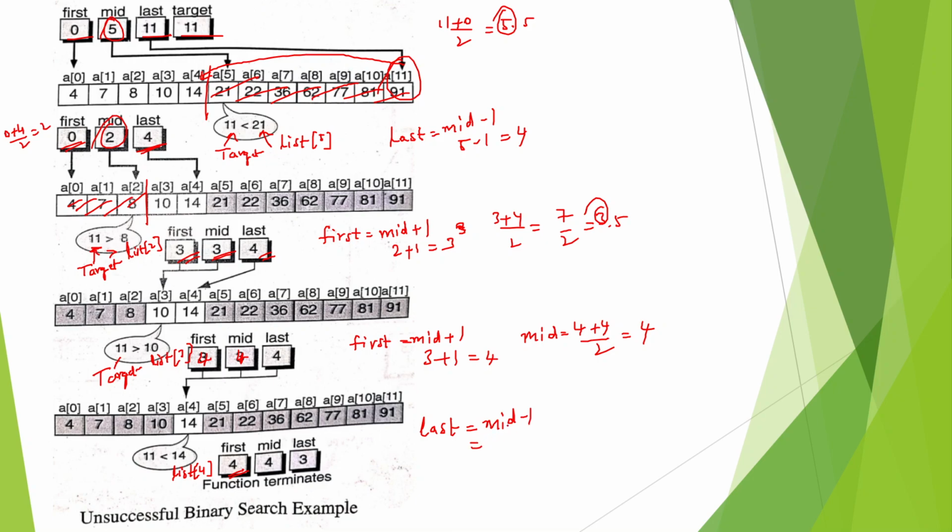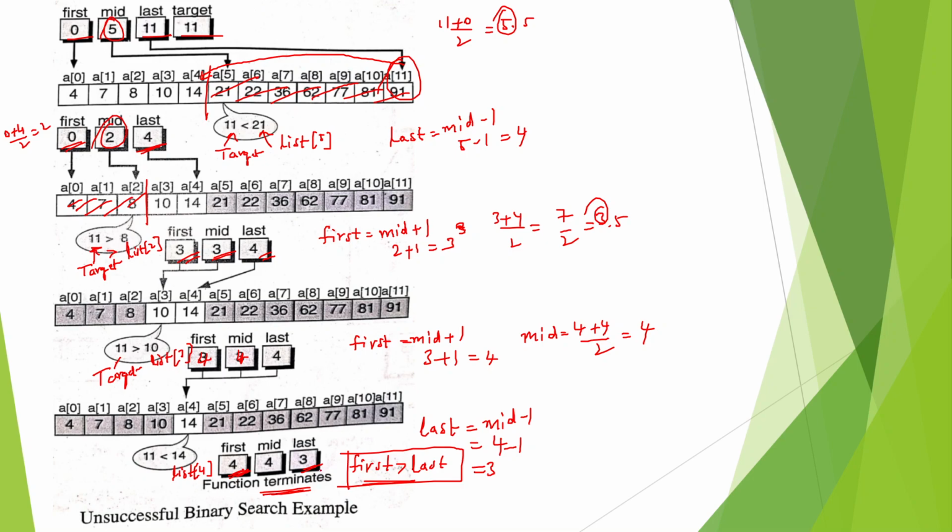Mid minus 1. So what is the mid value? Mid value we have 4 here. So put 4 minus 1, your last will become 3. So now it became 3. Last became 3 and first is 4. Obviously, first is greater than last, or last is less than first. So your algorithm will terminate. Function terminates, because your first has become greater than the last. So the algorithm terminates. This particular condition is matching.